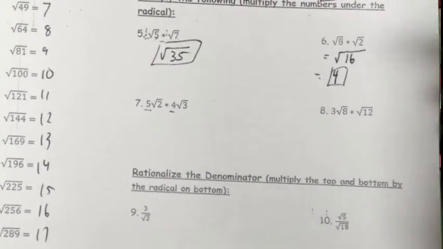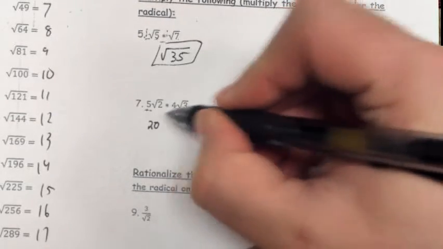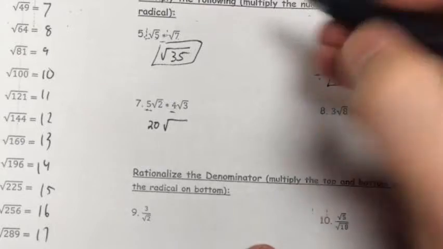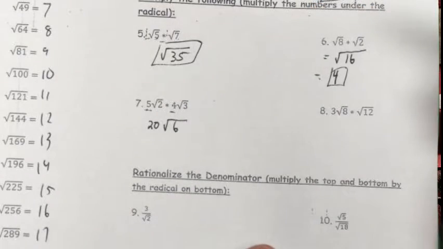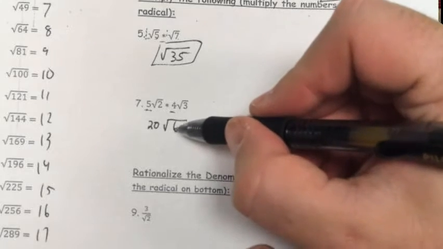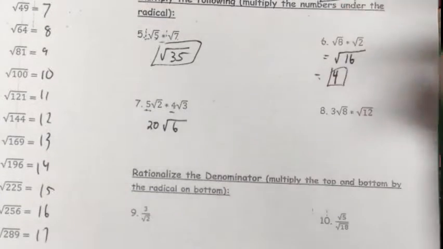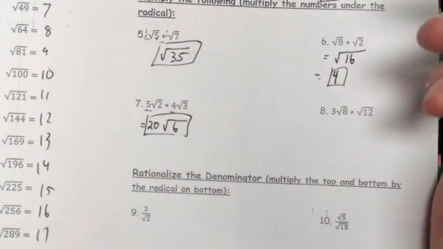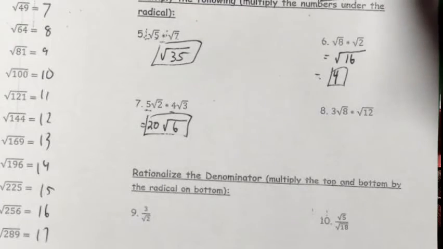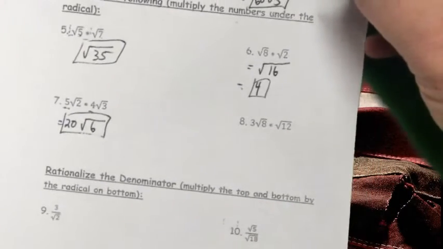All right, now number 7, where I do have coefficients. 5 times 4 is 20, and then there's my square root sign. 2 times 3 is 6. And now let's go ahead and check to see if the 6 is divisible by anything. The only ones smaller than 6 on that list are 4 and 1, and 4 does not divide into 6, so this one is just 20 root 6.